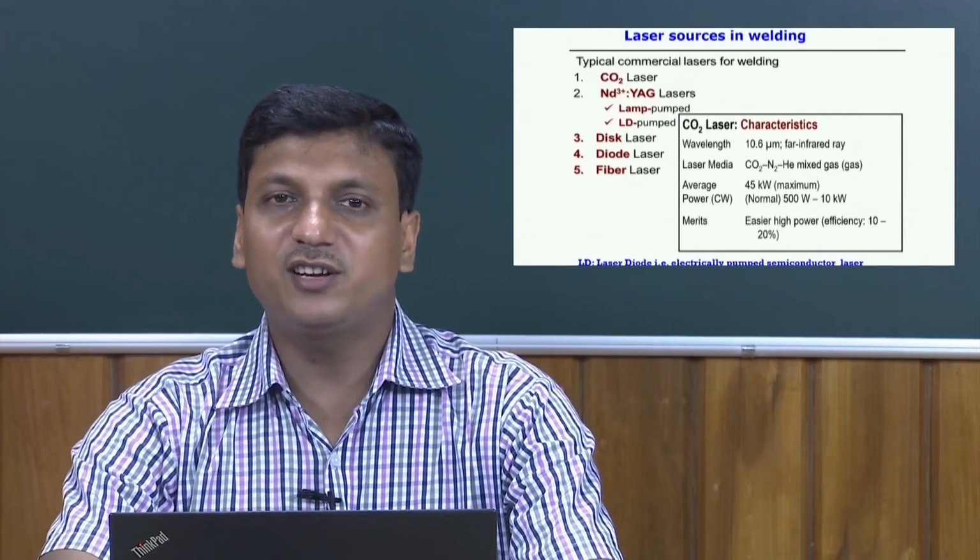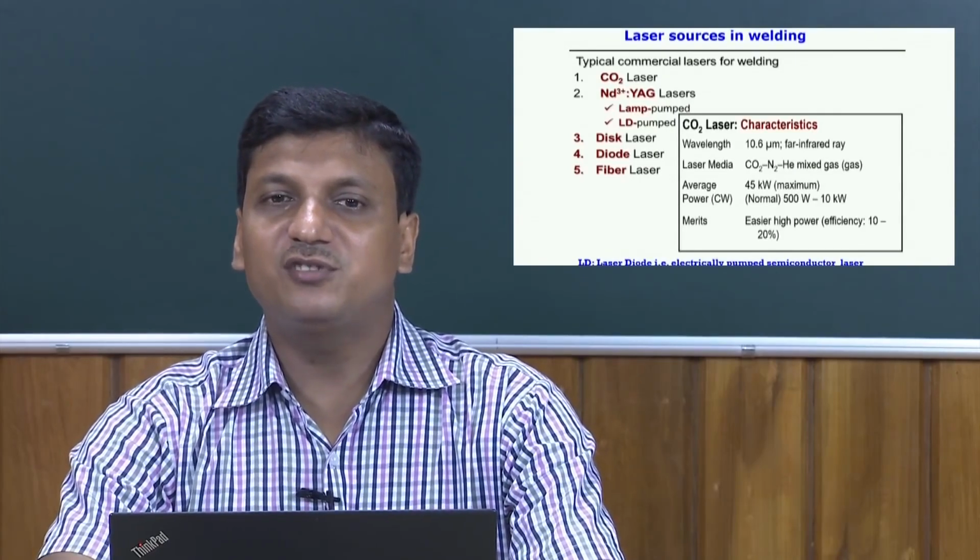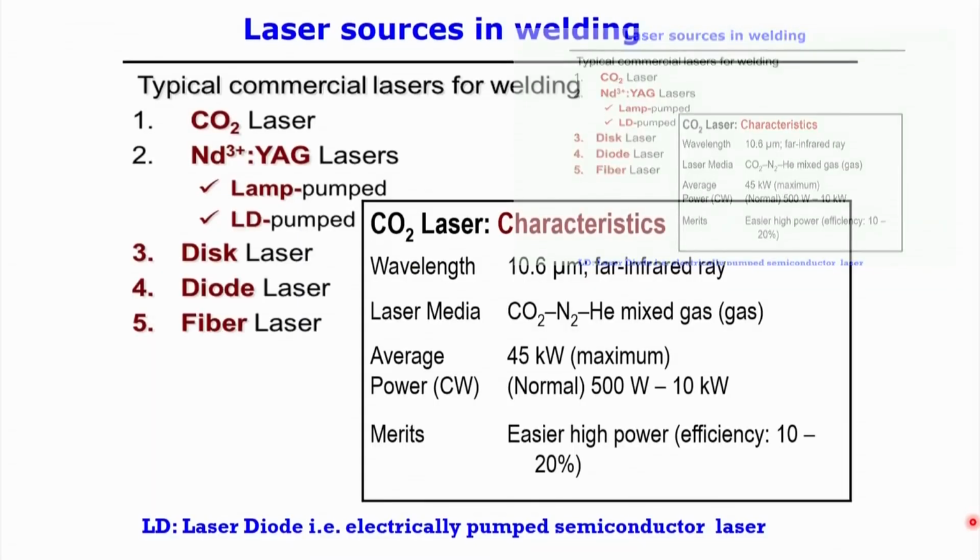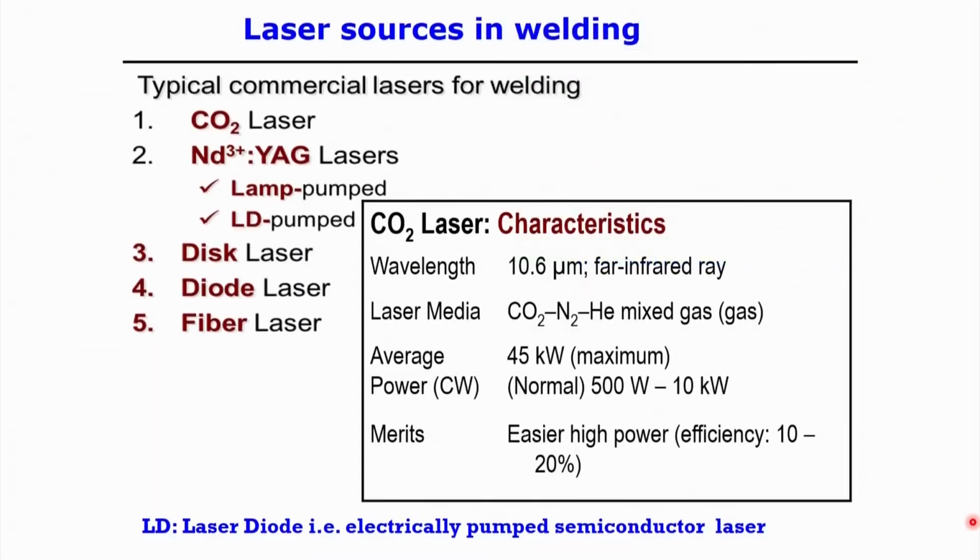If you see the typical characteristics of the CO2 laser, the wavelength is around 10.6 micrometer, which in the laser spectrum is in the far infrared range. The laser media is a mixed gas of CO2, N2 and helium, and the average power can reach 45 kilowatt maximum, but continuous wave normal power is around 500 watt to 10 kilowatt. The merit is easier higher power.